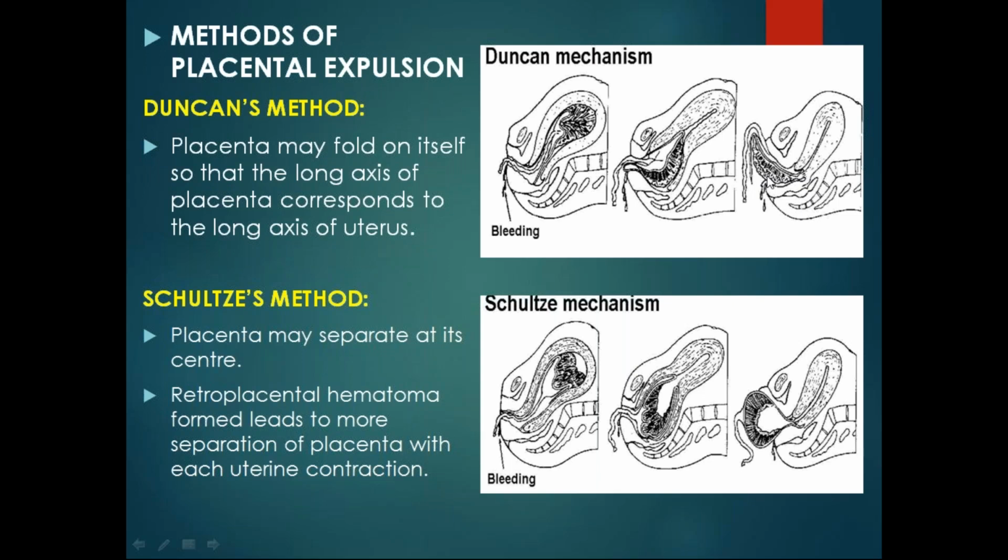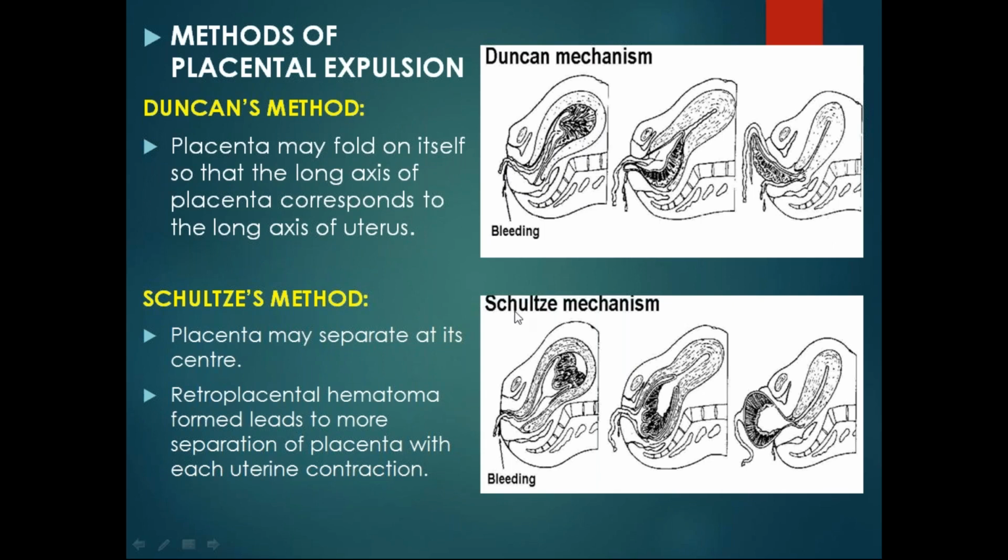So what is seen? The maternal surface. So this is the maternal surface, this is the fetal surface. The fetal surface is covered with membranes, so it will be nice and shiny. But the maternal surface is filled with cotyledons, so these cotyledons will be very dirty looking. So it's called dirty Duncan's method, where the lateral end of the placenta is separating first.